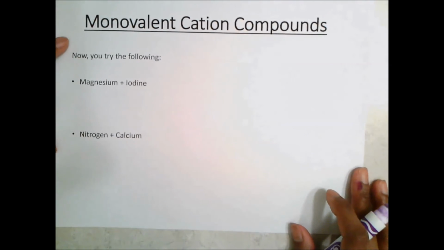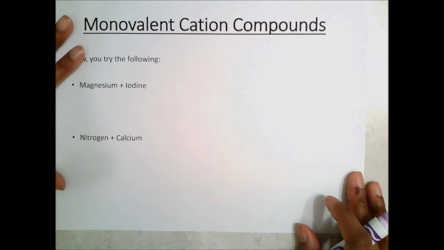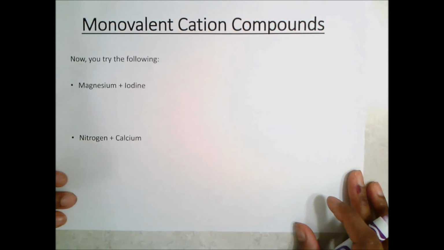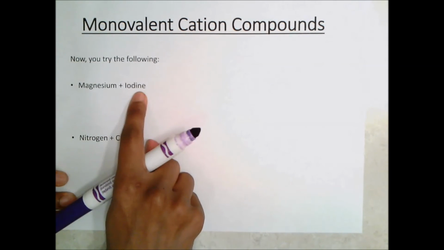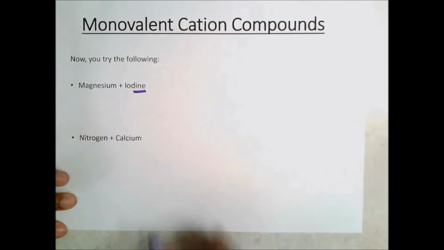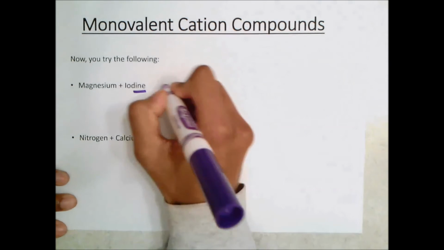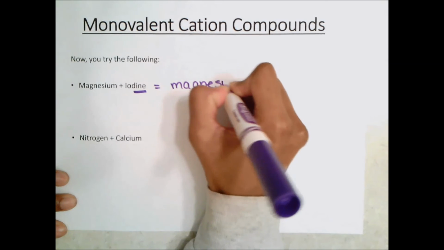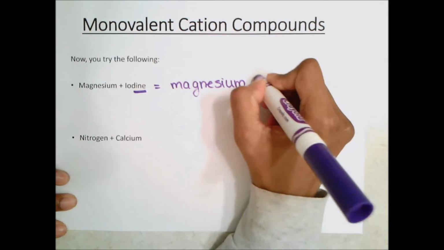Take a minute, pause the lesson, and see if you can do these two on your own. Hopefully you saw that iodine is the non-metal, so that's the one that you're going to need to change. So the name for this is magnesium iodide.